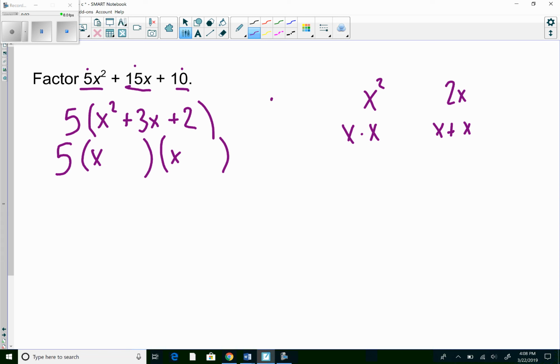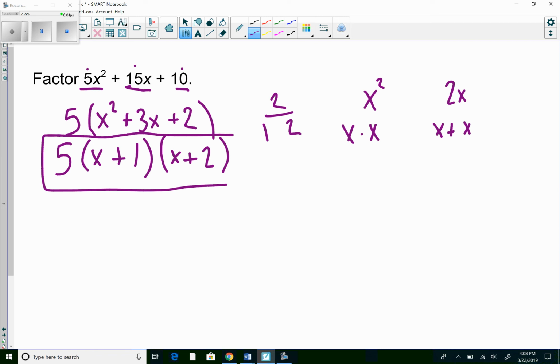Next thing, we have to find our factors of 2. And hopefully you guys are able to quickly figure out that there's only the one pair, just 1 and 2. So we will be able to just break that down into 5 times (x plus 1) times (x plus 2).